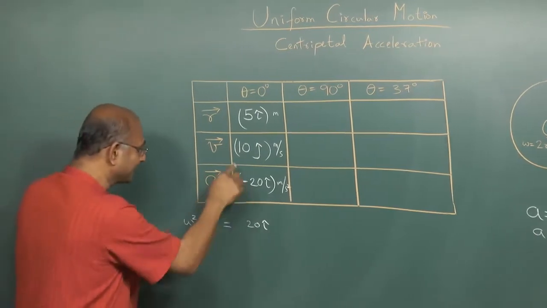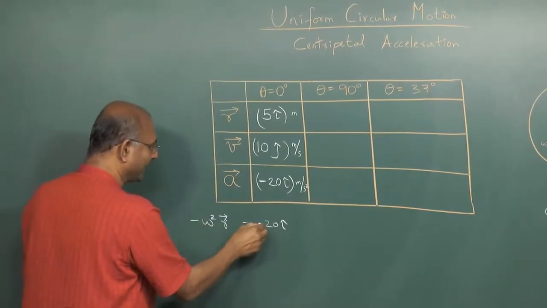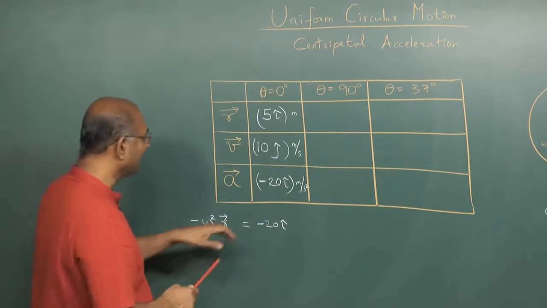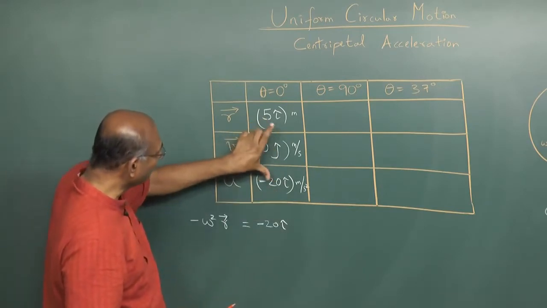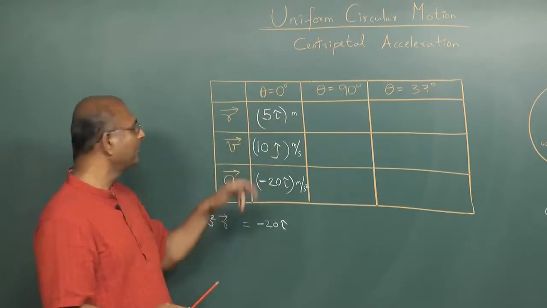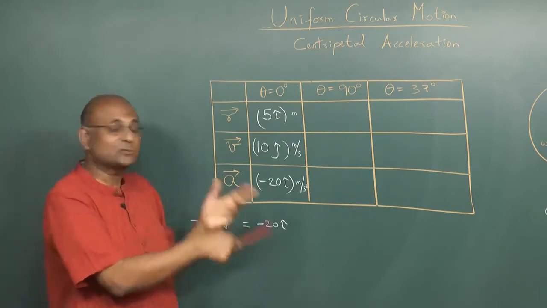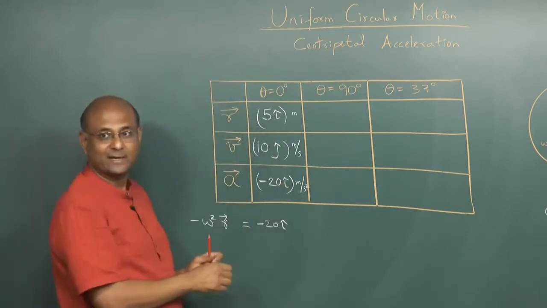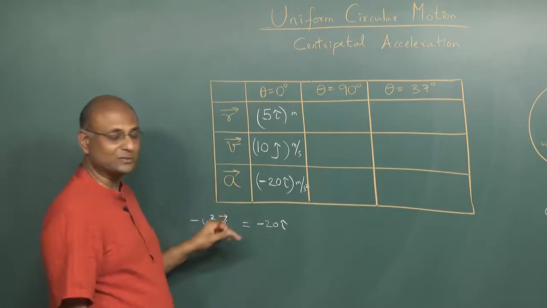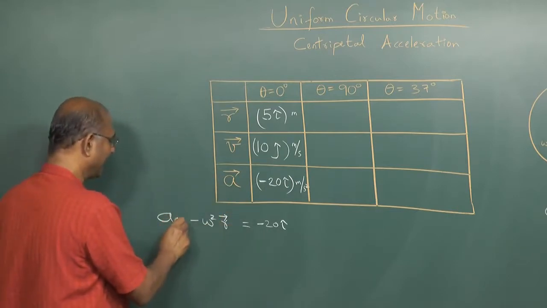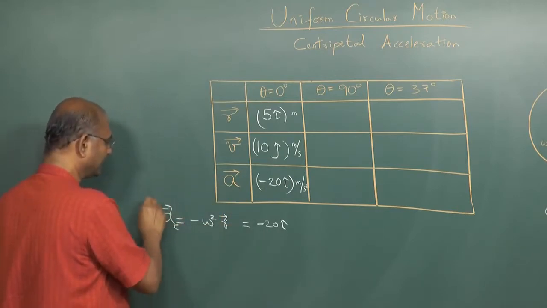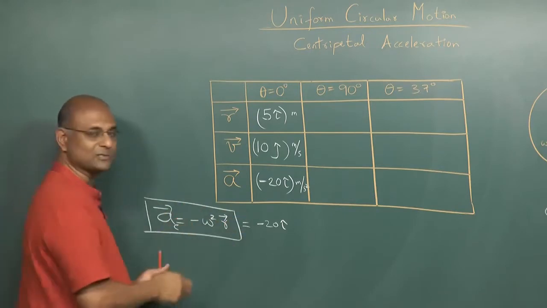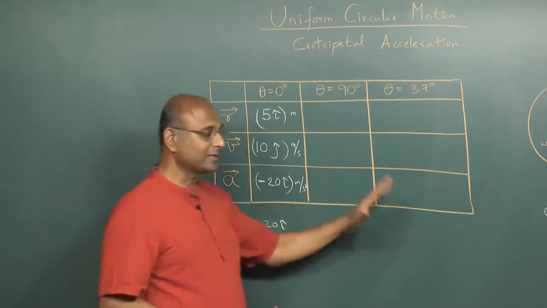Can you see that this is minus? So minus omega square r is minus 20 i cap. So this and this are in opposite direction, i cap and minus i cap, except that this is also omega square times r vector with a minus sign. So minus omega square r. So the acceleration vector a_c is minus omega square r. We'll see that in all the other cases as well.